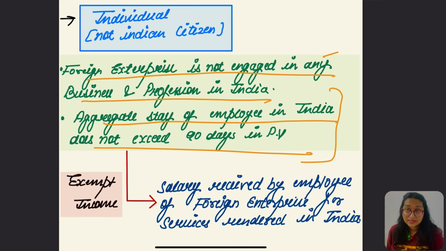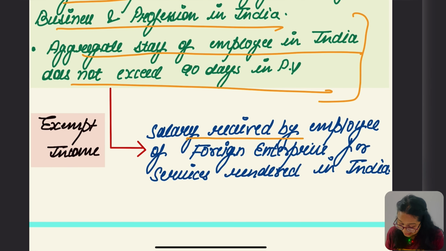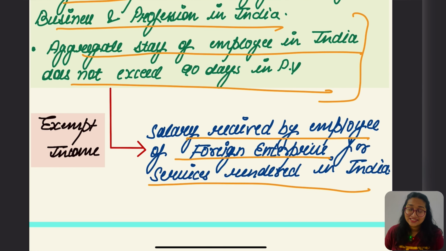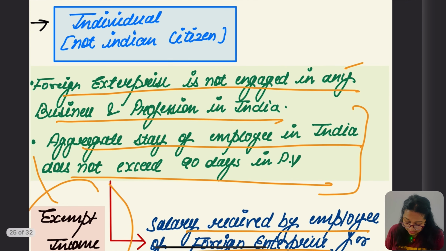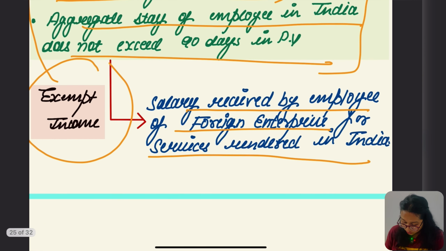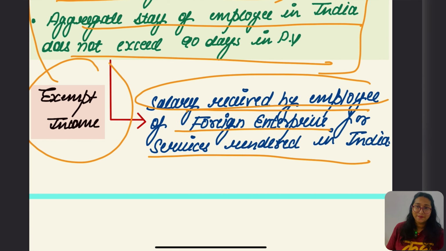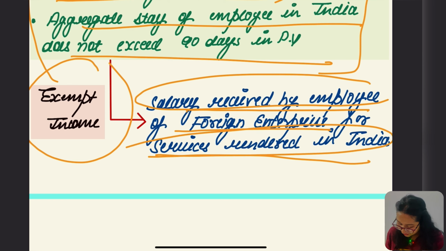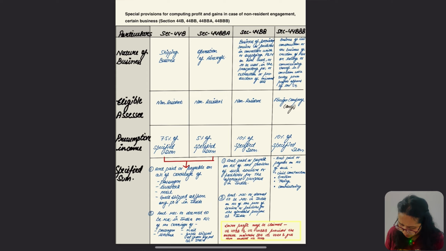But let's check which income. The salary received by an employee of the foreign enterprise for services rendered in India. In that case, the income received by this person, who is not an Indian citizen, who has not stayed in India more than 90 days, whose foreign enterprise is not engaged in any business or profession in India, what is going to happen? The salary received by that employee from the foreign enterprise for rendering services in India would be exempt under section 10. Hope this part was clear to you.